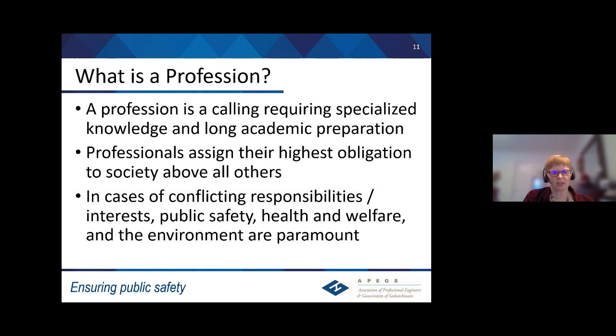Another very important and essential element of professional regulation in Canada is that professionals assign their highest obligation to society above all others. All the professions that are regulated in this manner in Canada are types of professions that serve the public. So doctors, lawyers, dentists, engineers, geoscientists, and they are regulated so that they always put the interests of the public and the environment above all others. And what that means is in cases of conflicting responsibility, all professionals, including engineers and geoscientists, must put the interests of public safety, health, welfare, and the environment at the top.